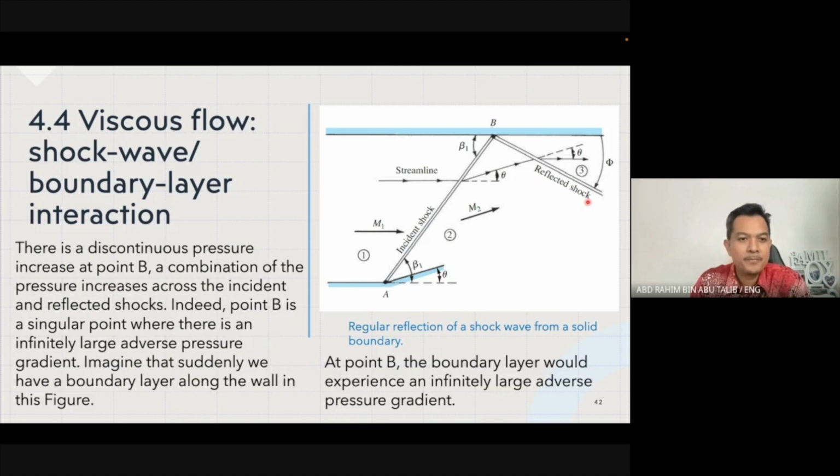So we have already discussed this earlier, the incident shock and reflected shock situation for the oblique shock problem. Okay, so there is a discontinuous pressure increase at point B, right? A combination of the pressure increases across the incident and reflected shock. Indeed, point B is a singular point where there is an infinitely large adverse pressure gradient. Imagine that suddenly we have a boundary layer along the wall in this figure. So you can imagine that suddenly we have a boundary layer development, and how are the shock as well as the characteristic properties of the flow changed? There are changes. So at point B, the boundary layer would experience an infinitely large adverse pressure gradient.